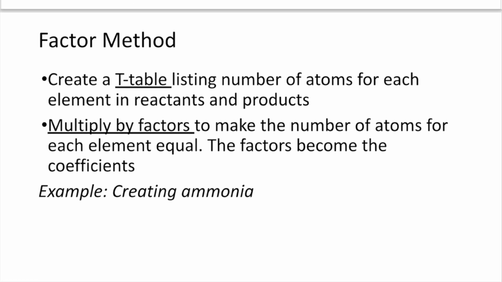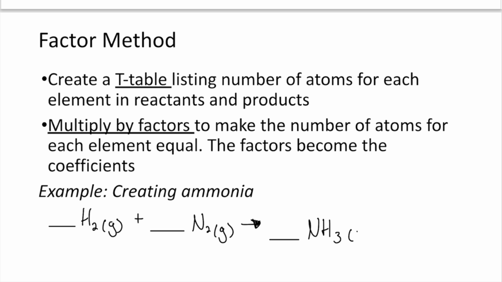So our example here is creating ammonia. So ammonia is created when hydrogen gas reacts with nitrogen gas, and it produces ammonia gas. Ammonia being NH3.